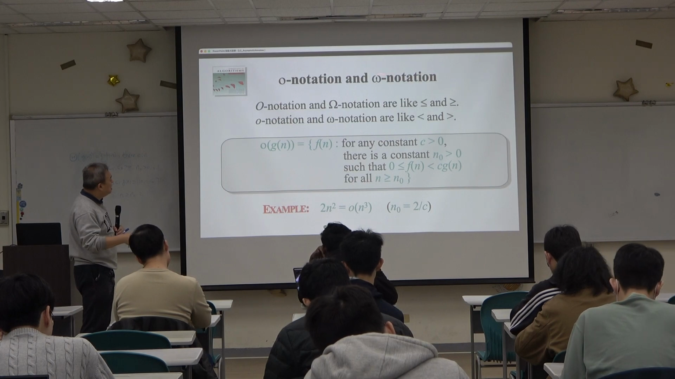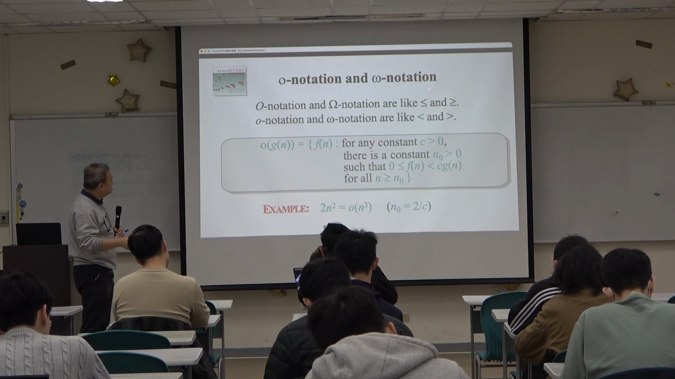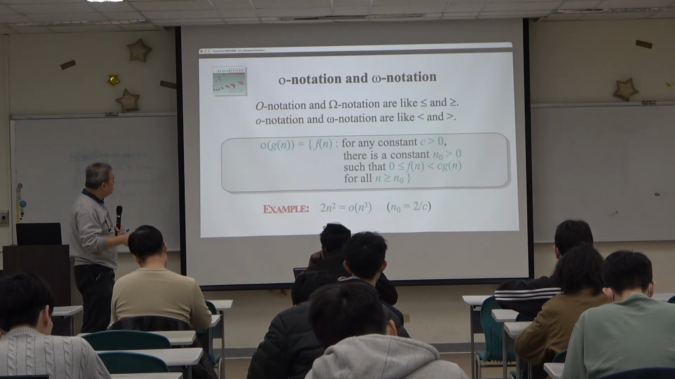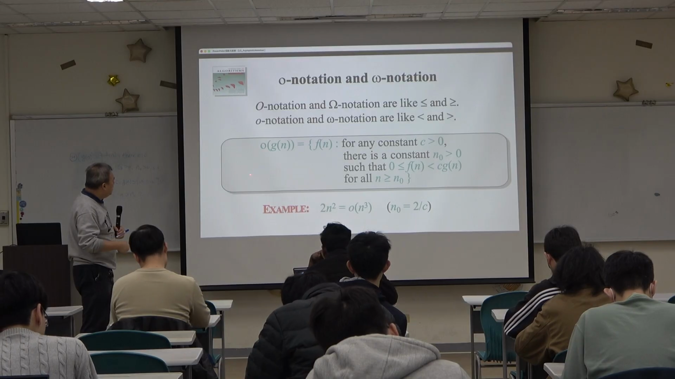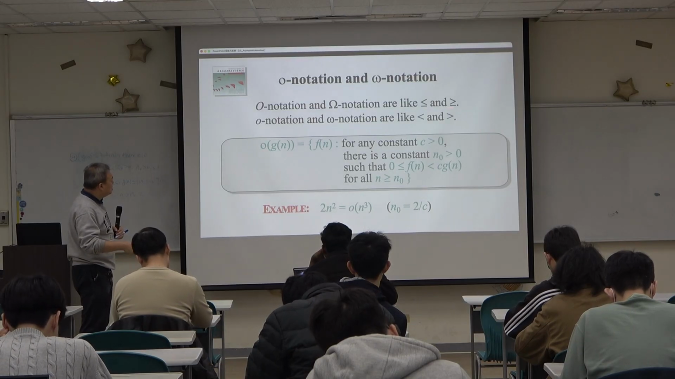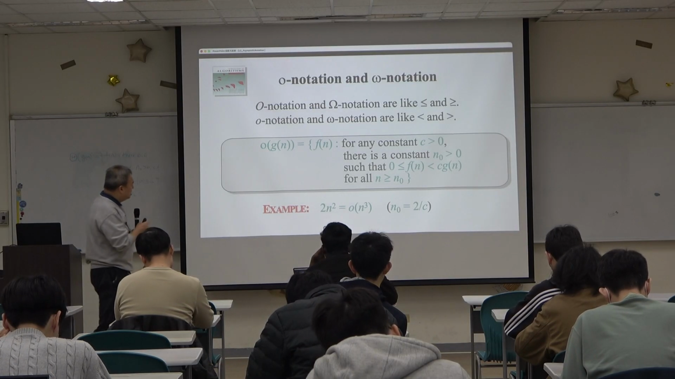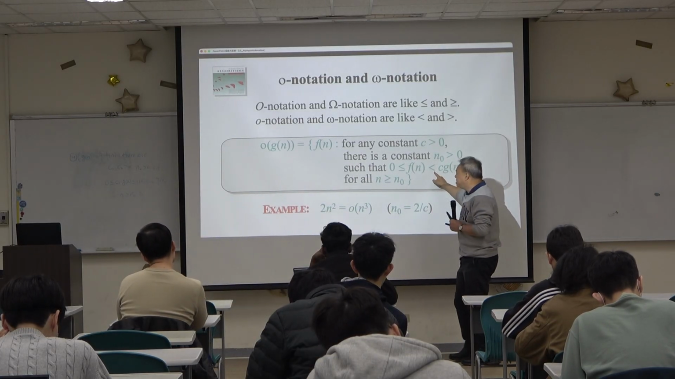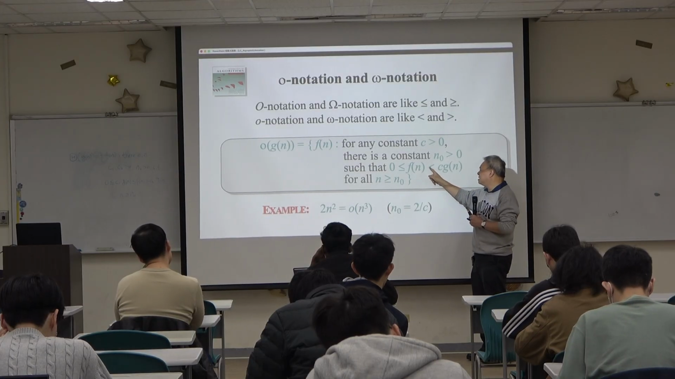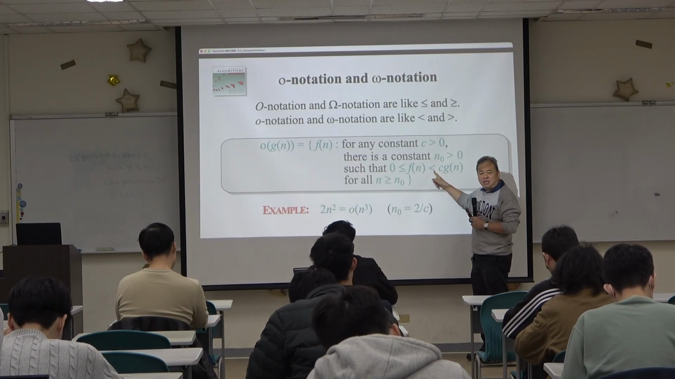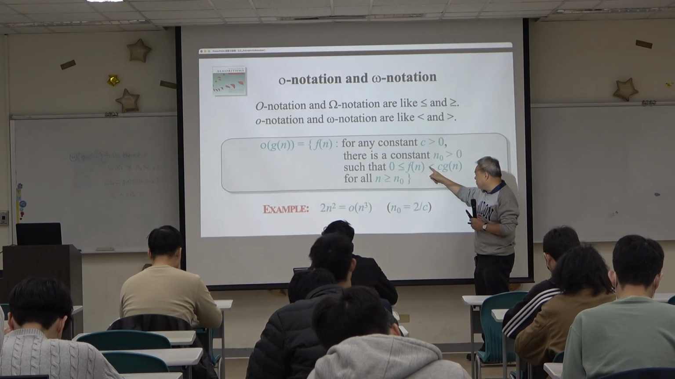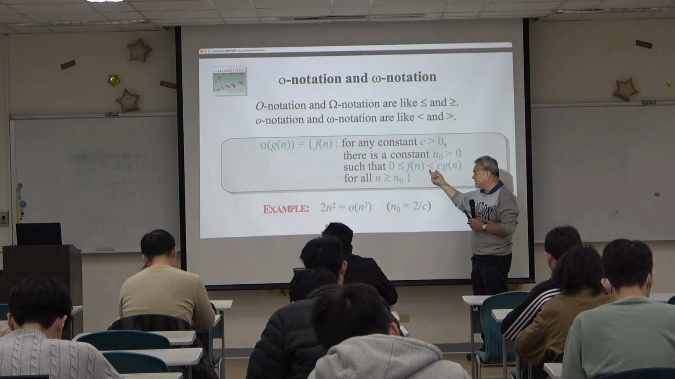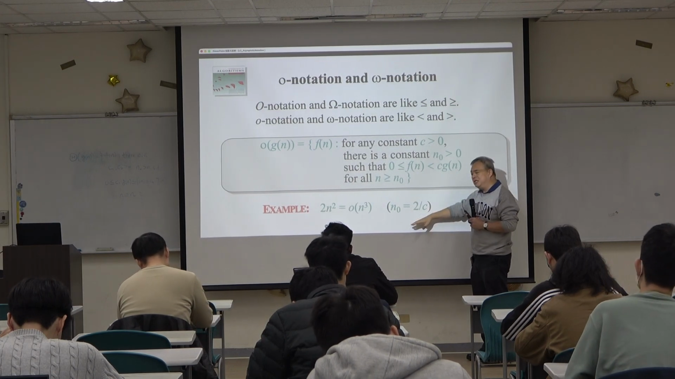And small omega notation. So first is small O notation. Small O notation is very similar to big O notation. The only difference is here. In the previous big O notation, this is smaller or equal. But now, it's strictly smaller here. The equal sign is gone. All the other parts remain the same.